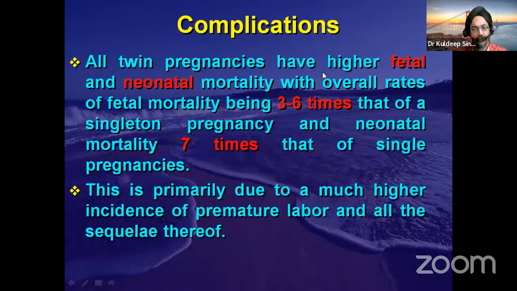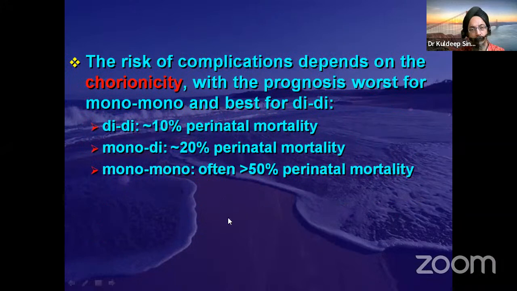All twin pregnancies have a higher fetal and neonatal mortality, with overall rates being 3 to 6 times that of a singleton pregnancy. Neonatal mortality is 7 times that of a single pregnancy. It's because of prematurity. The moment it's a twin pregnancy, the patient is also aware, we are also aware, and we need to be telling them that there could be a premature delivery. So we need to be careful. And plenty of sequelae follow a premature delivery. That is why we have such a high incidence of neonatal mortality.